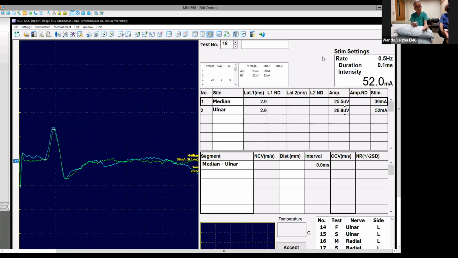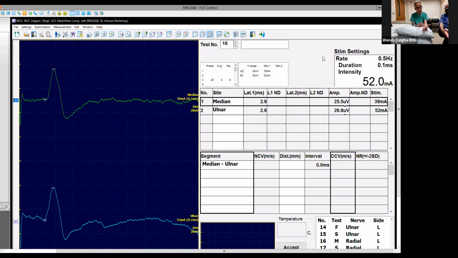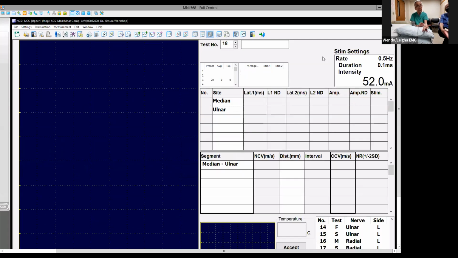Okay, let's try one more time. And let me show you again. Yeah, you can erase that. Let me show you again. I'm going to stimulate the median nerve. Okay, try again.